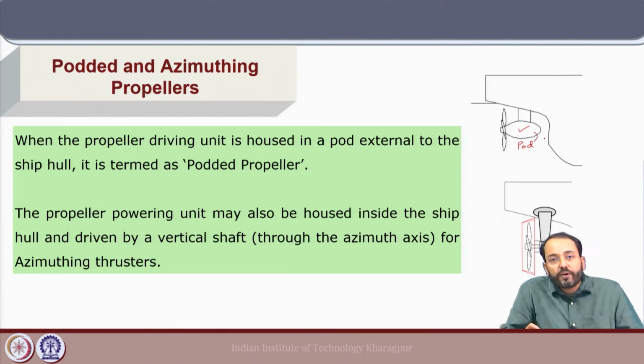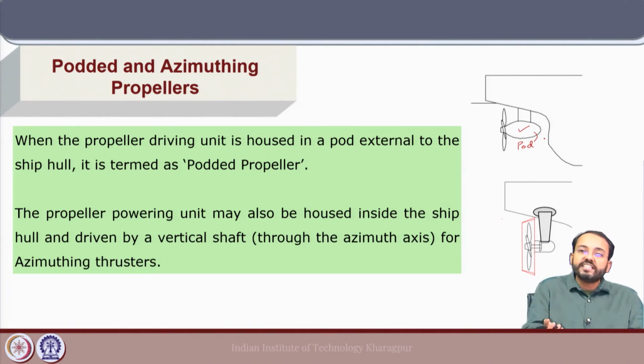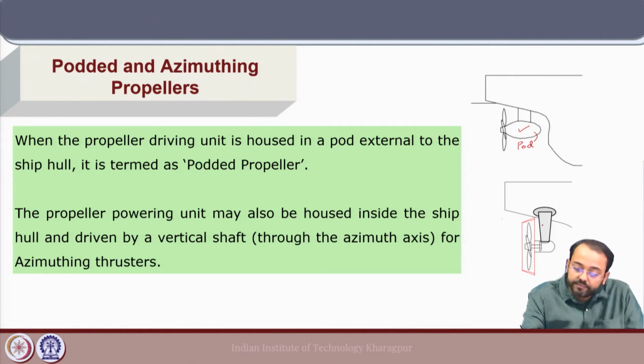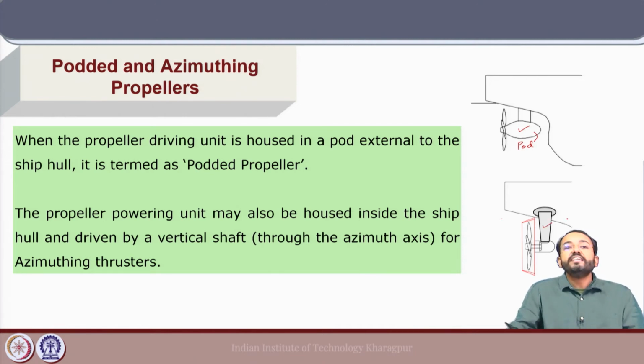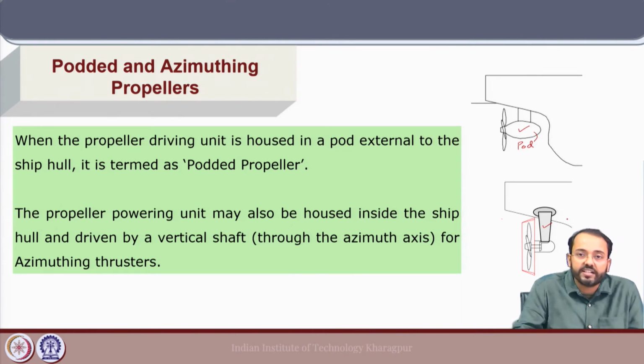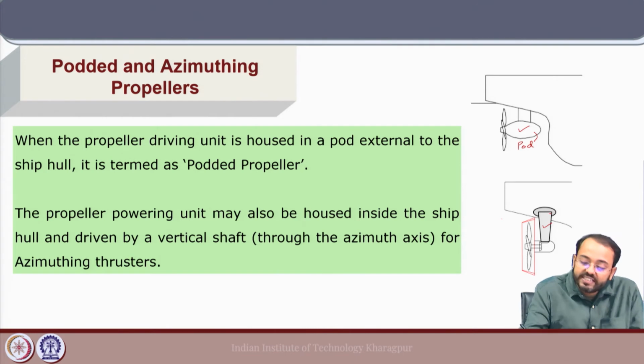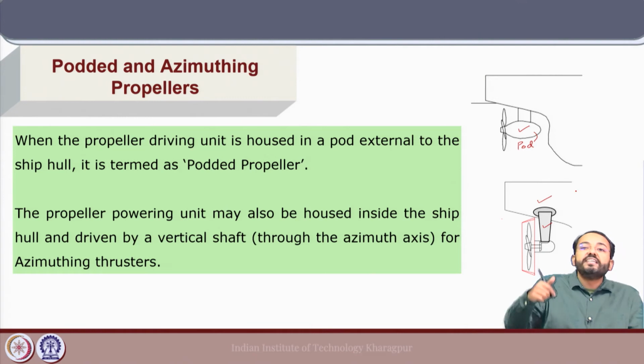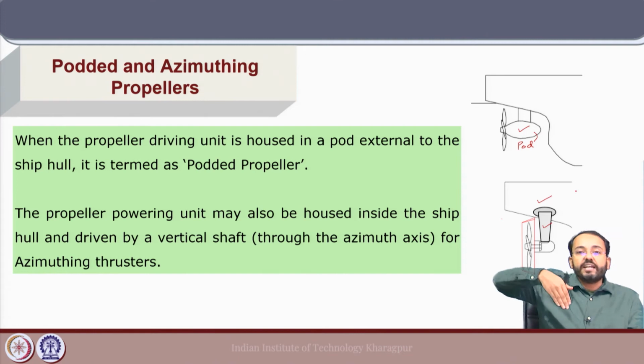And if the powering unit is housed inside the ship hull and the propeller is driven by a vertical shaft here, then it is called an azimuthing thruster. Now, these azimuthing thrusters can be rotated to different azimuthing angles and they can provide excellent maneuverability for different operation conditions. So, in these designs, the powering unit is housed here and it is driven by a shaft through the azimuth axis about which the thruster can be rotated.